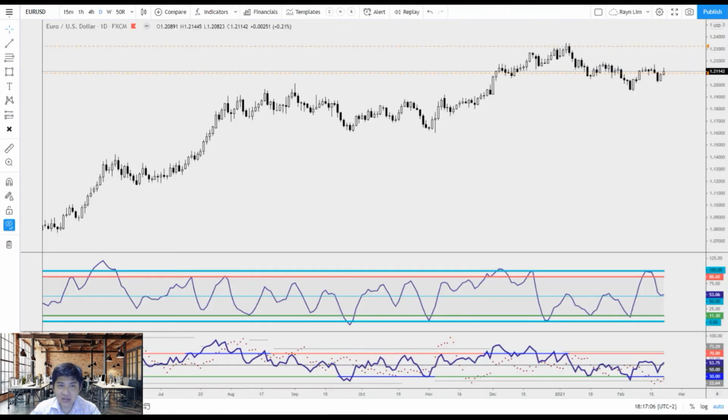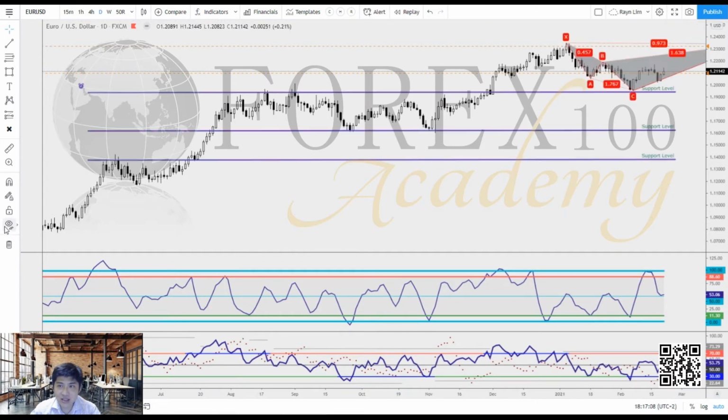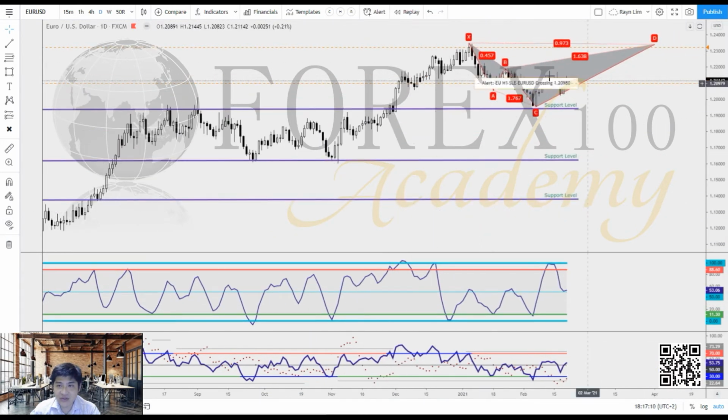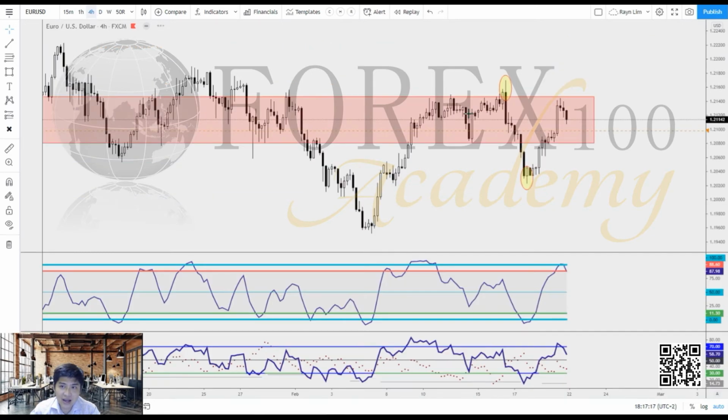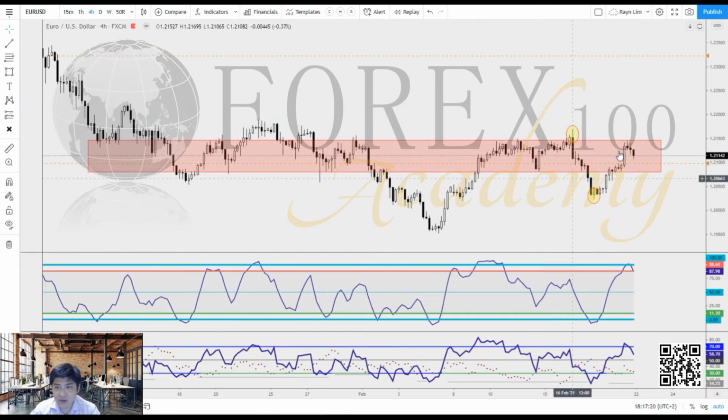So back to our Euro Dollar daily chart. If the market happens to break towards the upside, then we are looking at 1.2338 for a shorting opportunity. Unlikely going to happen. On the 4-hour chart, right now we are in the sell zone, so of course it will favor the shorters, people who are looking to sell. But if a break and close above 1.2170 happens, then this entire analysis will be scrapped. And of course, a break and close below 1.2023, then this bearish movement can continue.